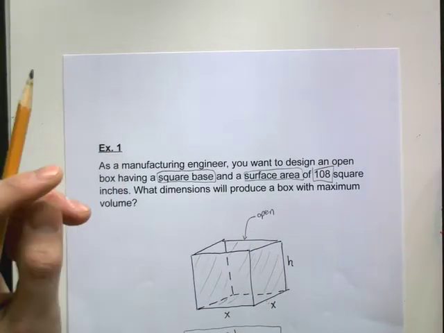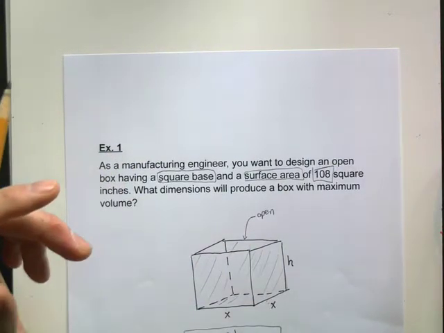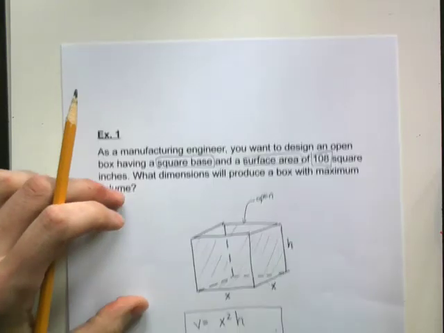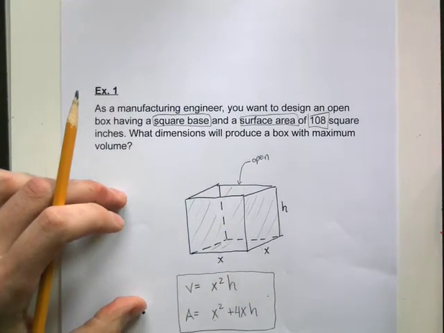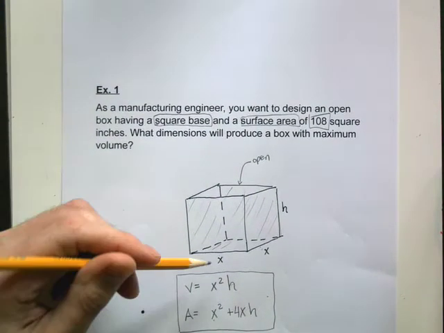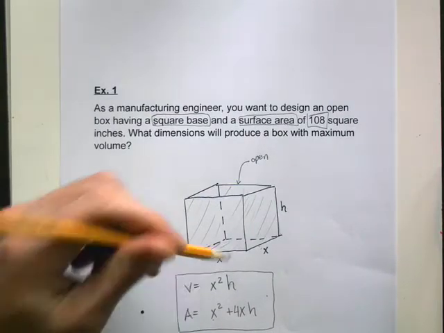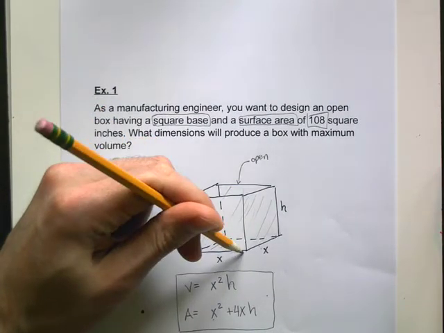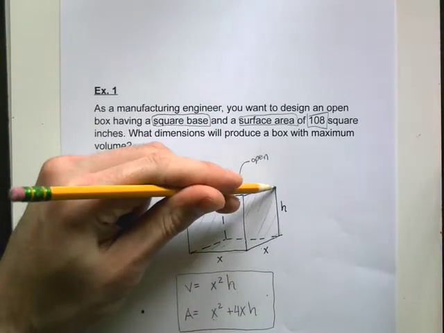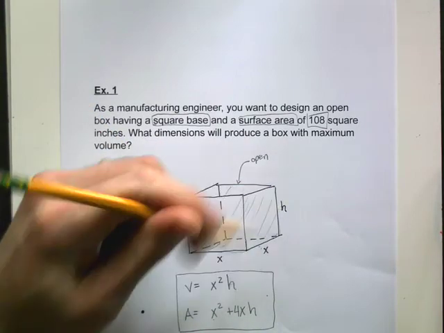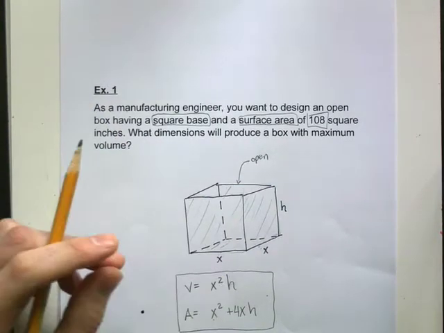If I'm thinking of my two equations, a constraint and an optimization equation, we want to optimize the volume. So volume is one equation that we need. Volume being length times width times height, so x times x times h is x squared times h. That's where that came from.